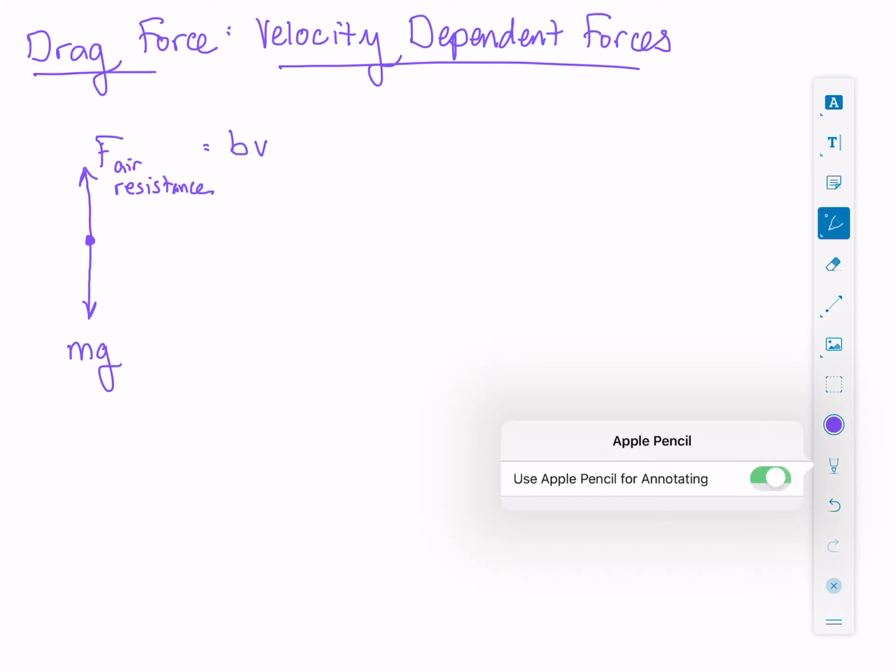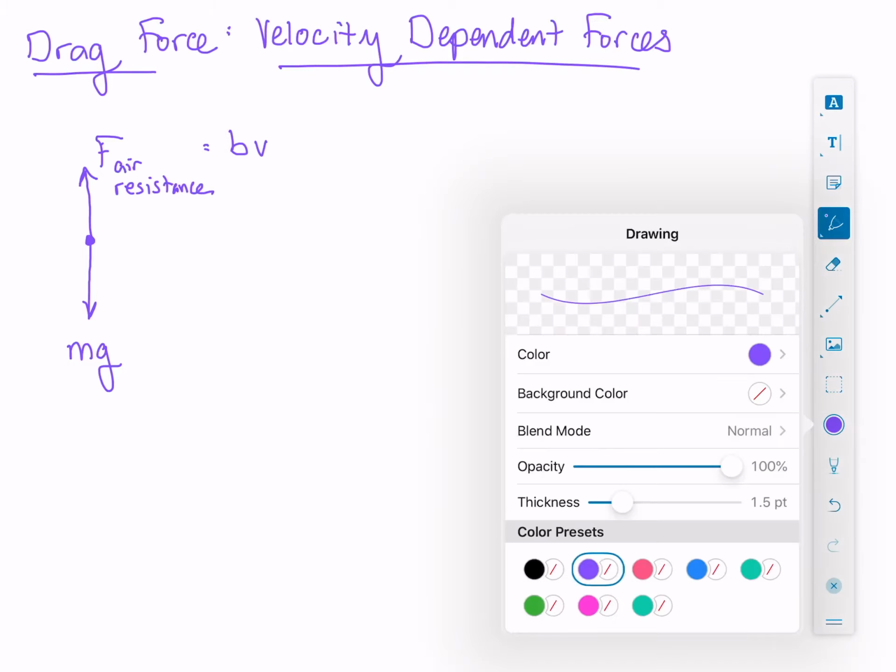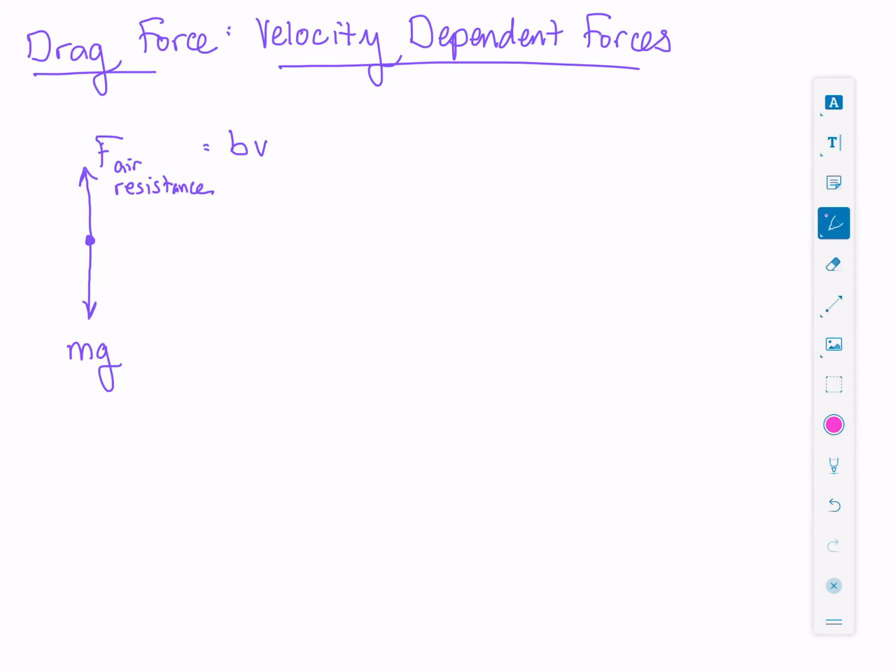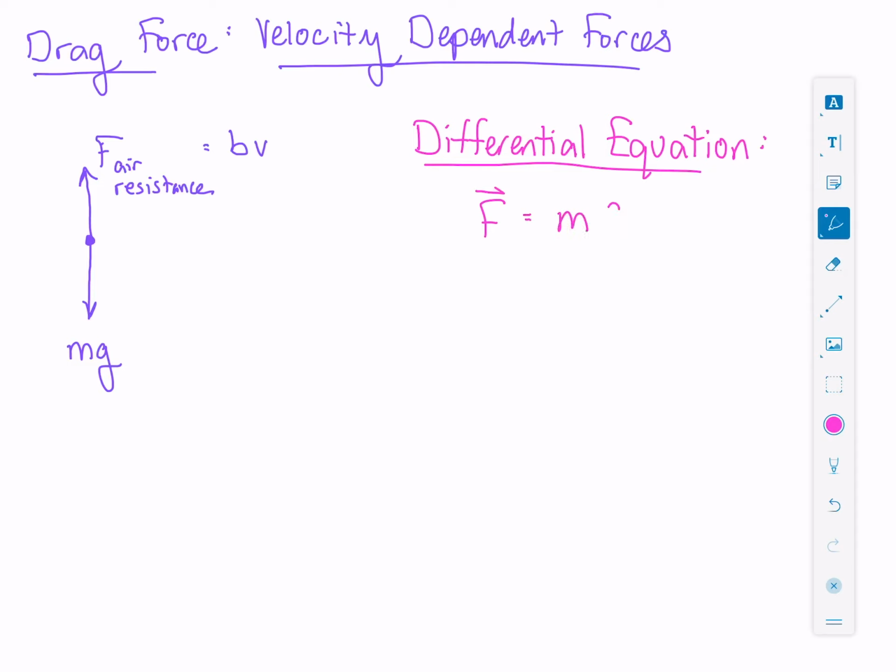So we could write what we call a differential equation. Differential equation is a fancy way of saying Newton's second law. If you see this in any of your AP tests and it says, oh, write a differential equation, what you're going to want to say is, well, we know F equals ma. So F is going to equal m times dv dt.